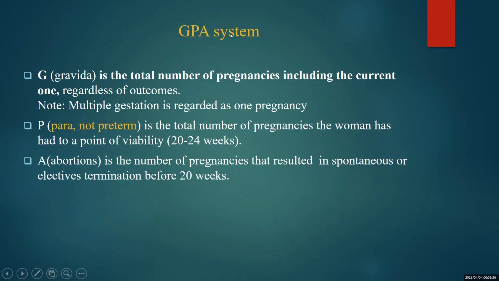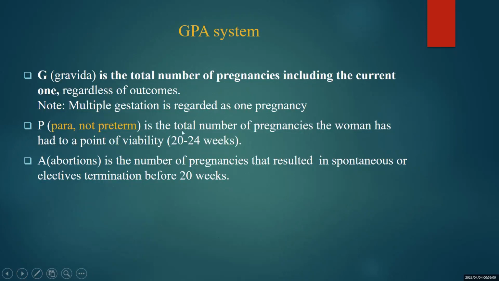Let's look at the GPA system. This is an old system that was used before the TPAL system came into place, where G means gravida, just the same as in the TPAL system, which is the total number of pregnancies, including the current one, regardless of outcomes. In this system, multiple gestation is regarded as one pregnancy. The big difference is P. P is para in the GPA system and not preterm.